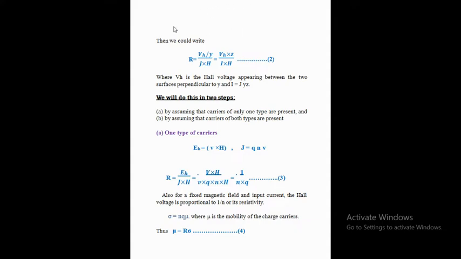There are two types of cases we will consider. The first case is when there is only one type of carrier, like in a metal, where the majority carriers are electrons. For one type of carrier, putting in the Hall voltage, the magnetic field, and the current density, which is number density times charge times the drift velocity, we have the expression: 1 over the number density times the charge of the carriers.